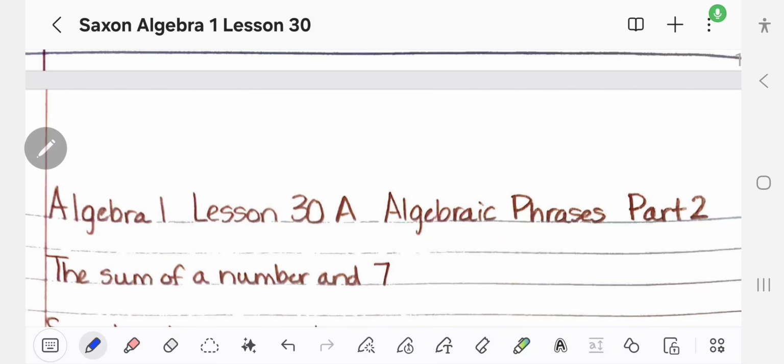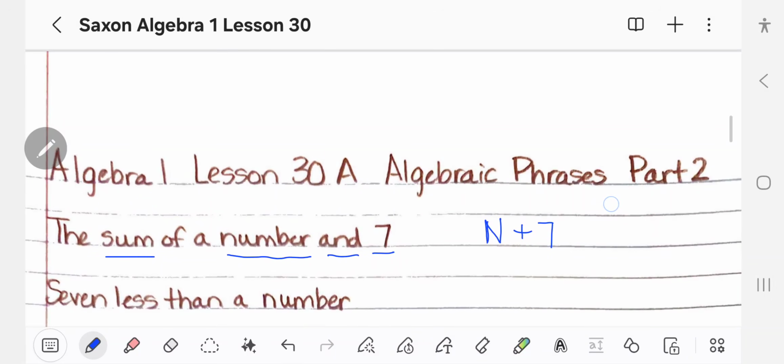This is Algebra 1, Lesson 30A, Algebraic Phrases, Part 2. The sum of a number and 7. We're going to be adding, and what are we going to add? We're going to add a number and 7. So here's our number, and we're adding it to 7. So that's the sum of a number and 7.